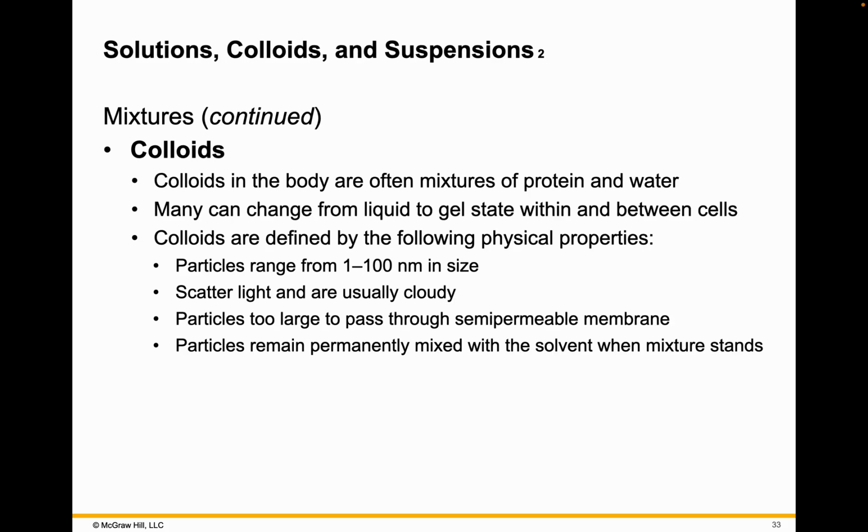Colloids are often mixtures of proteins and water. They can change from liquid to a gel state, and we'll talk about that when we talk about blood clotting. Colloids have different sized particles. Their particles are generally from 1 to 100 nanometers in size. They often scatter light, usually cloudy. Their particles would not pass through a semi-permeable membrane, but the particles tend to remain permanently mixed within the solvent, even when the solvent is standing. Shaving cream and milk are good examples of colloids.